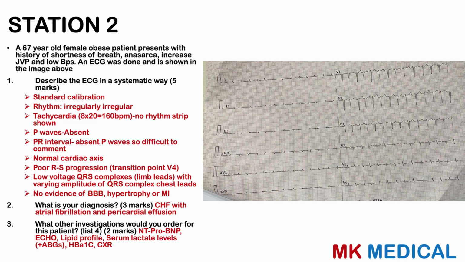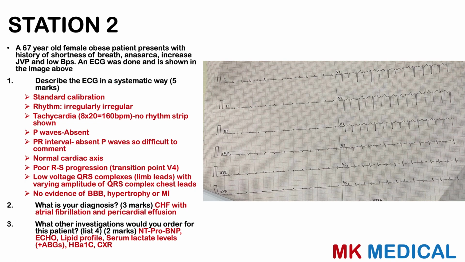We don't see any evidence of bundle branch block here. We don't see any evidence of hypertrophy or any evidence of myocardial infarction. So most likely this patient has congestive cardiac failure because there are features of shortness of breath, ascites, increased JVP and low BPs, and they most likely have atrial fibrillation with a pericardial effusion.